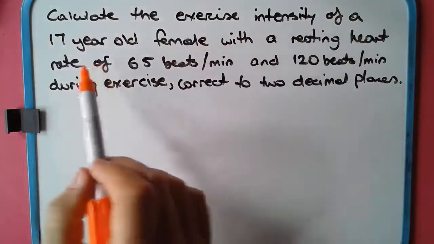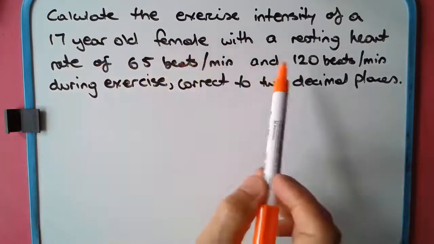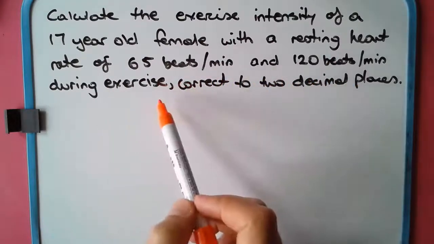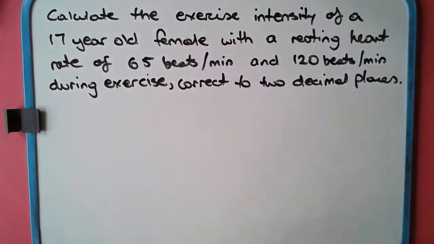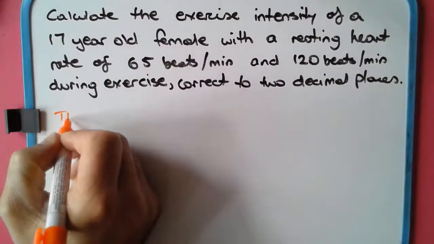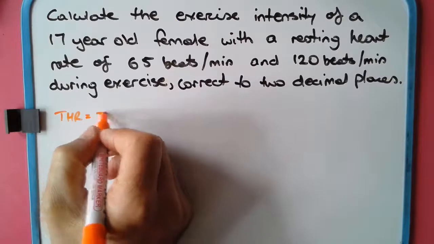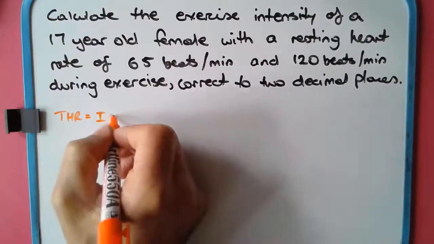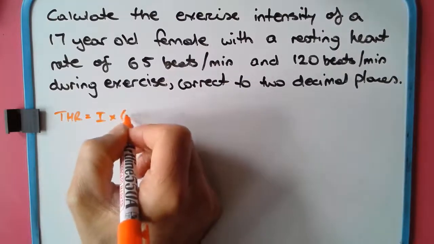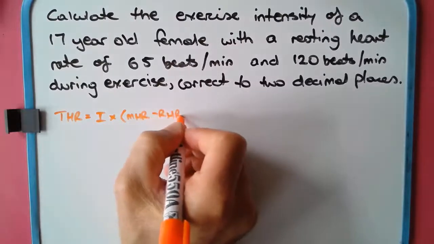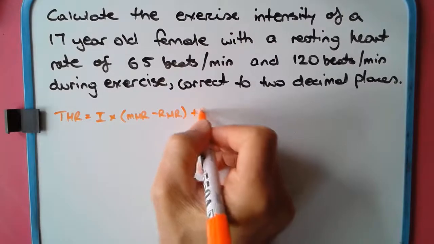Calculate the exercise intensity of a 17-year-old female with a resting heart rate of 65 beats per minute and 120 beats per minute during exercise, correct to 2 decimal places. Okay, so let's start off with the formula. Normally the formula is given. It's I times MHR minus RHR, plus RHR.